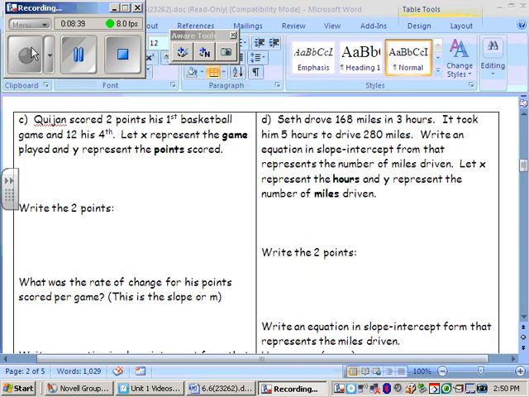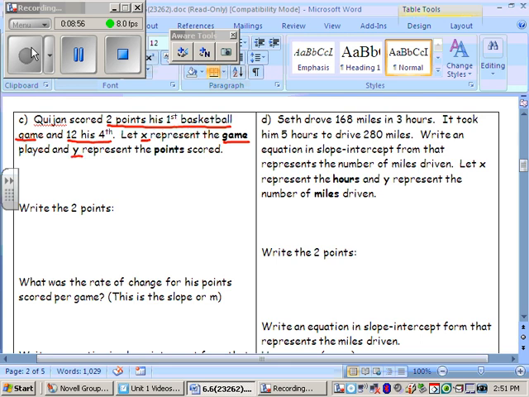Let's take a look at example C. In example C, it says Kijan scored 2 points his first basketball game and 12 his fourth. Let x represent the game. That's an important thing to underline. That x is the game played, and that y represents the points scored. So I'm just going to write that in an ordered pair form. The x represents the game played, or the game, and the y represents the points.